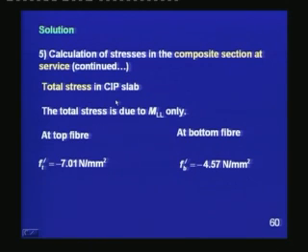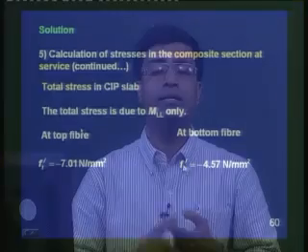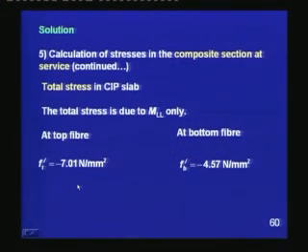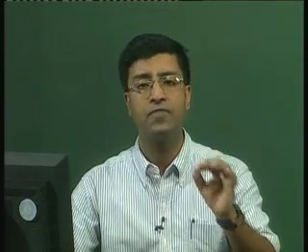For the total stress in CIP slab, the total stress is due to MLL only. Note that the CIP slab does not take any stress from the prestressing force or the self weight because it was an unpropped construction. The only stress that comes in the CIP slab is due to the live load only, when the whole section is behaving like a composite section, and hence the calculations remain same as that for the live load, that Ft prime at the top is minus 7.01 Newton per millimeter square, and the bottom stress is the same that we calculated for the top fiber, the precast web, which is minus 4.57 Newton per millimeter square.